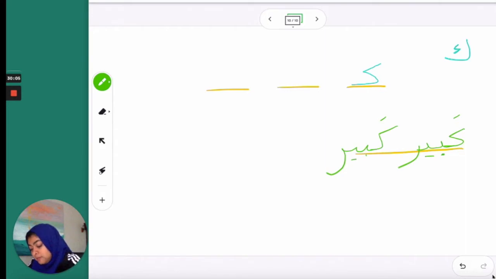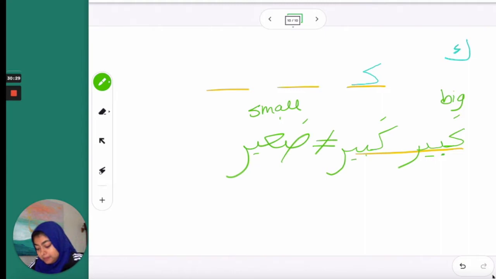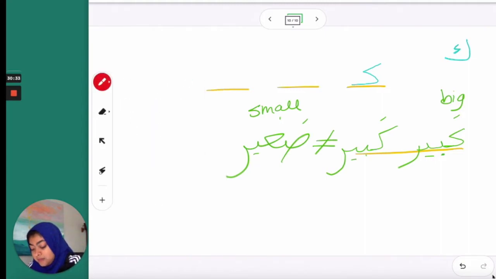Kabir means the opposite of صغير. ما معنى صغير? Small. Kabir, big. So now you have big and small. So you can do phrases with big. If I want to say big house, بيت كبير. How about a big cat? Pause the video and try to write big cat. Big cat. Cat comes first.